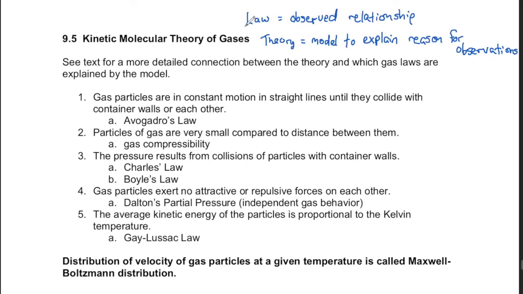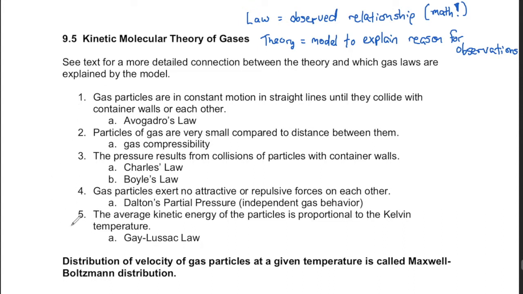So just a little reminder of the difference between a theory and a law. A law is an observed pattern or relationship. A lot of times it's a mathematical formula, like our Boyle's law and Charles' law that we have seen. And the theory is the model to explain the reason for these observations. So the laws themselves do not give an explanation why we see this behavior. They just detail the pattern of the behavior, sometimes with a mathematical formula. And then the theory is what we're using to explain the reason for these observations.